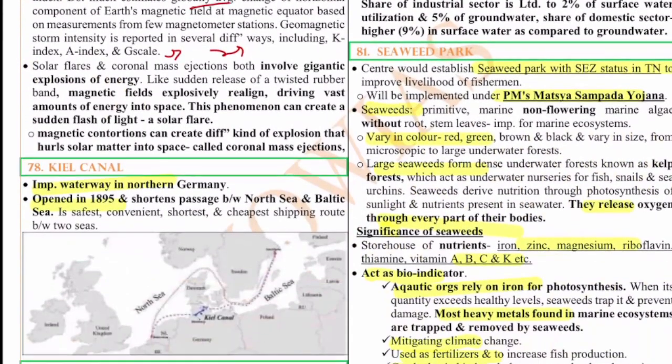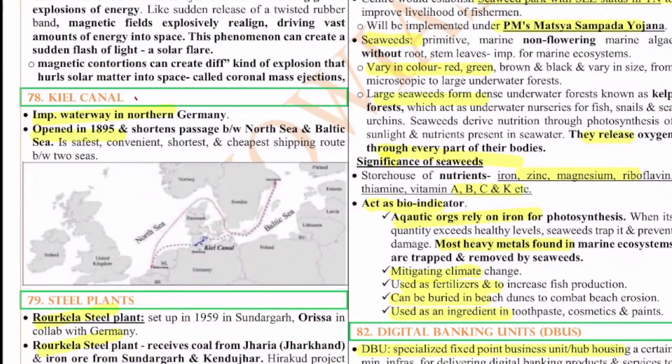Next, the Kiel Canal. The 78th question is on Kiel Canal. Remember, Kiel Canal is in Germany. It was opened in 1895 and shortens the passage between the North Sea and the Baltic Sea.